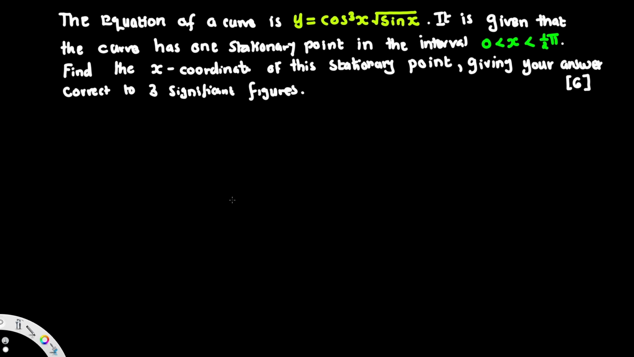So in our solution, we are going to start by writing the equation the way it was given, y equals cos cubed x root sin x. In order to use product rule, we're going to identify what is our u and what's our v. So this is going to be our u, and this other part is going to be our v.